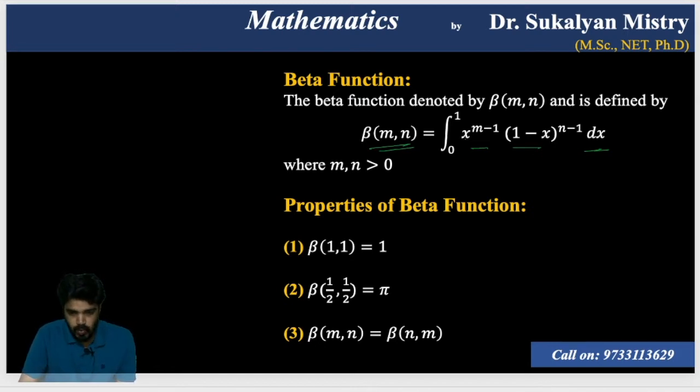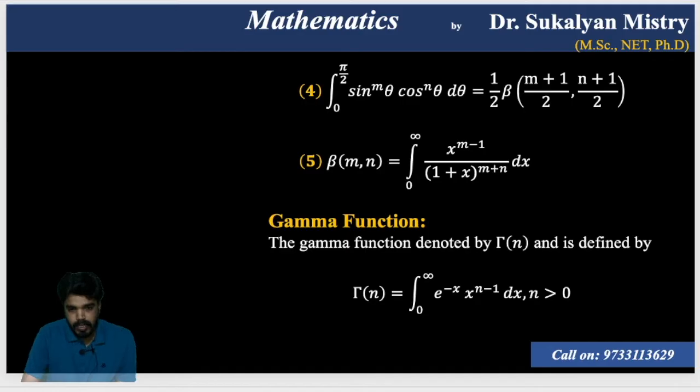Beta(1, 1) is 1, beta(1/2, 1/2) is pi, and beta(m, n) is equal to beta(n, m), that is, the beta function is a symmetric function. Next property: the integral from 0 to pi by 2 of sin to the power m theta cos to the power n theta d theta is 1 by 2 beta((m plus 1) by 2, (n plus 1) by 2). That is a very important property.